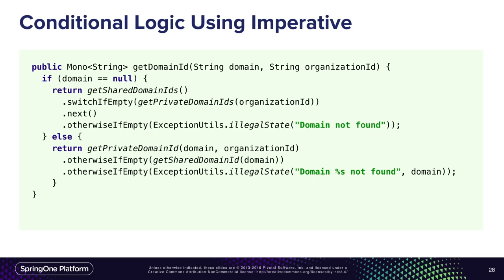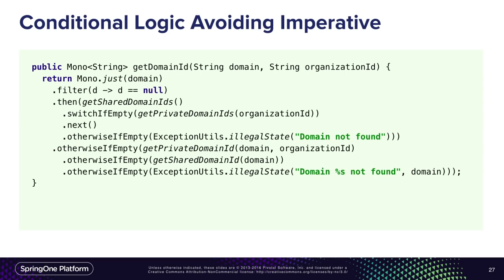But I prefer this. I've got a nice, understandable if something else, something else. So it looks very familiar to us. The key thing about it, though, is that it is still reactive. Whilst I've got a little bit of imperative logic in there, the thing that I return is still a mono string. You can see that from the top line. So I've not broken my model. I've not suddenly switched everything into imperative mode. But I have the nice legibility.